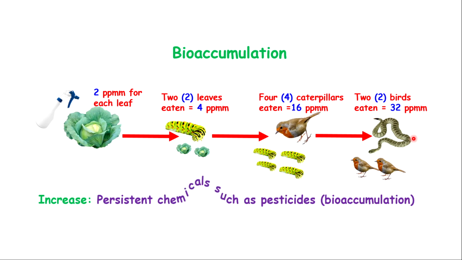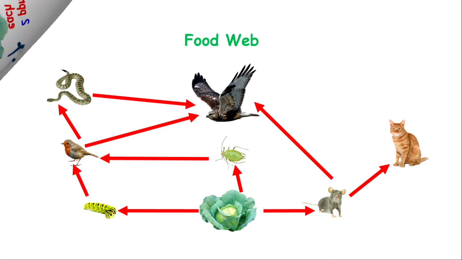So remember, bioaccumulation is the build-up of these substances as they go along the food chain, because as they go along the food chain, the larger organisms eat much more and hence the concentration of the persistent chemicals increases. Okay, right. Now, we're going to close with this piece, the food web.